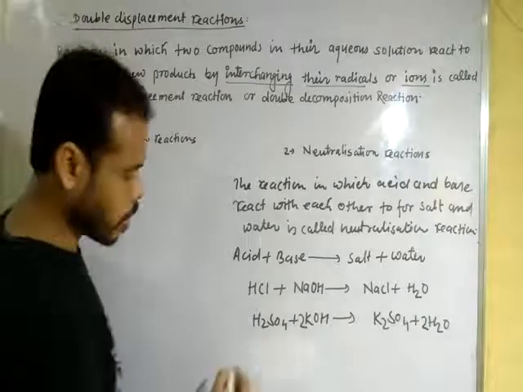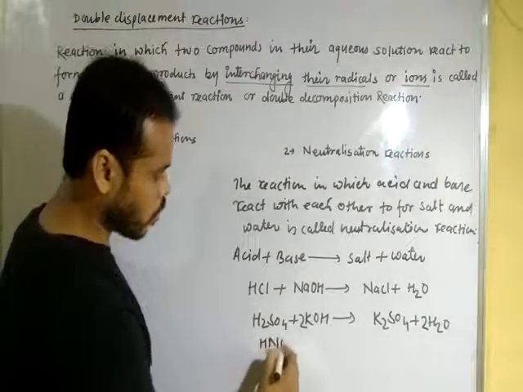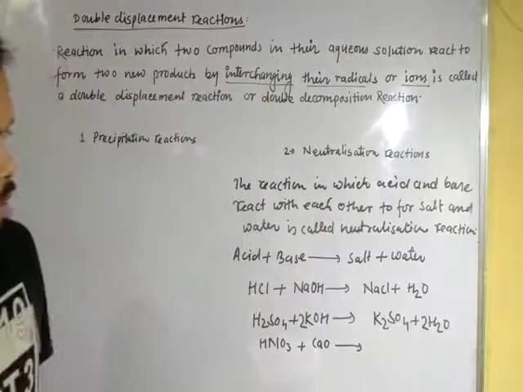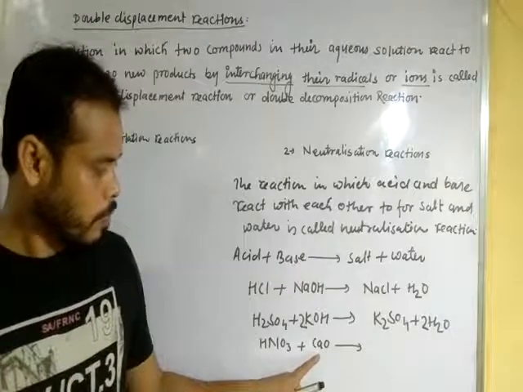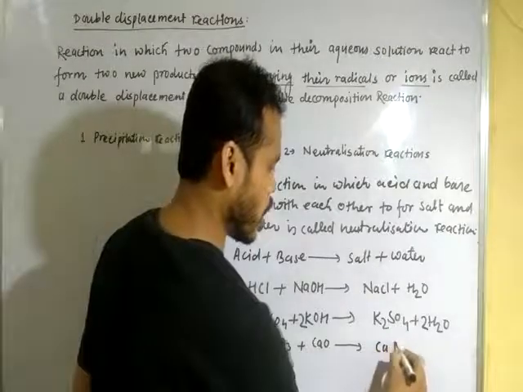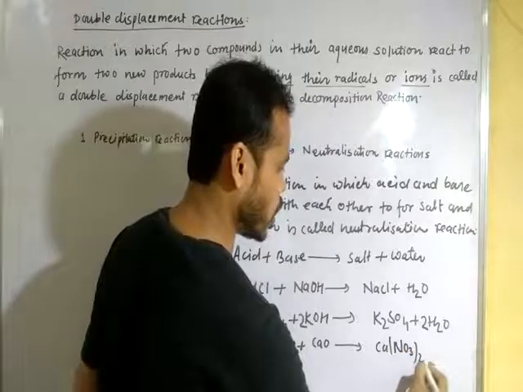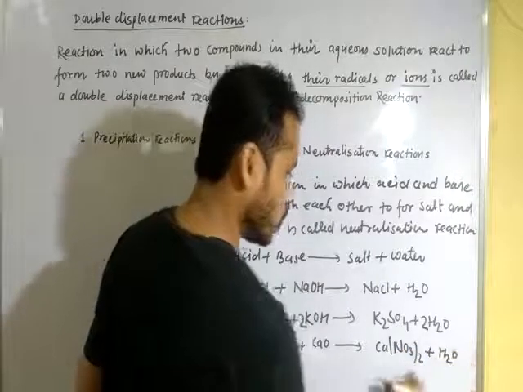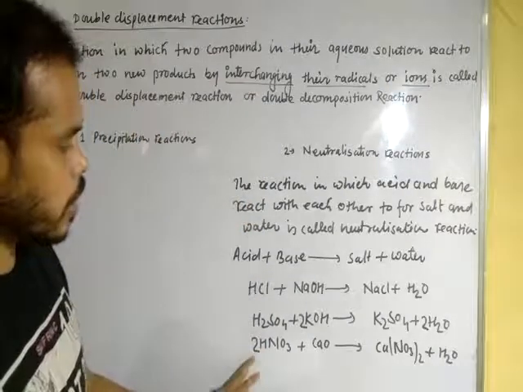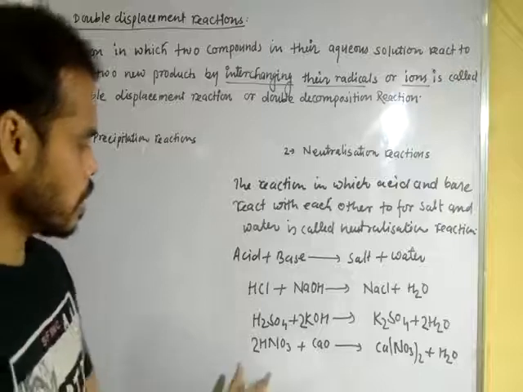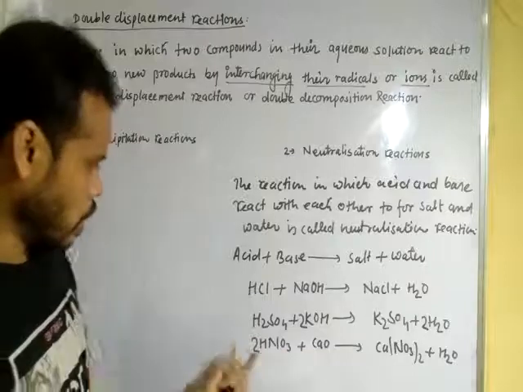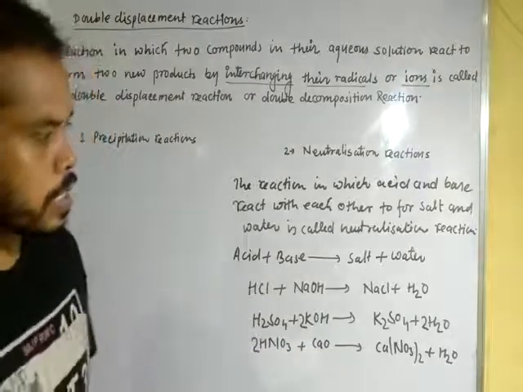Next one is when nitric acid, HNO3, reacts with calcium oxide. Calcium oxide is also a base. When it reacts, it forms calcium nitrate, Ca(NO3)2, and H2O. To balance the nitrogen atoms, multiply HNO3 on the left-hand side by 2, and here you can see 2 times 3 is 6 oxygen, and 1 oxygen here, 2 hydrogen. This reaction is a balanced reaction.